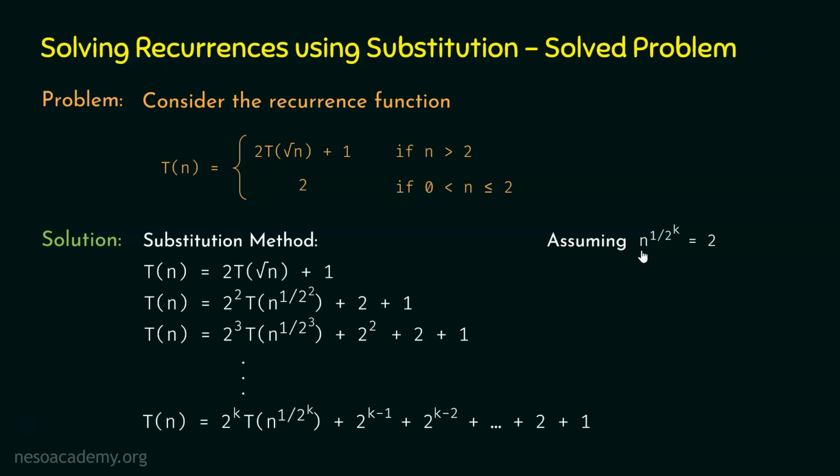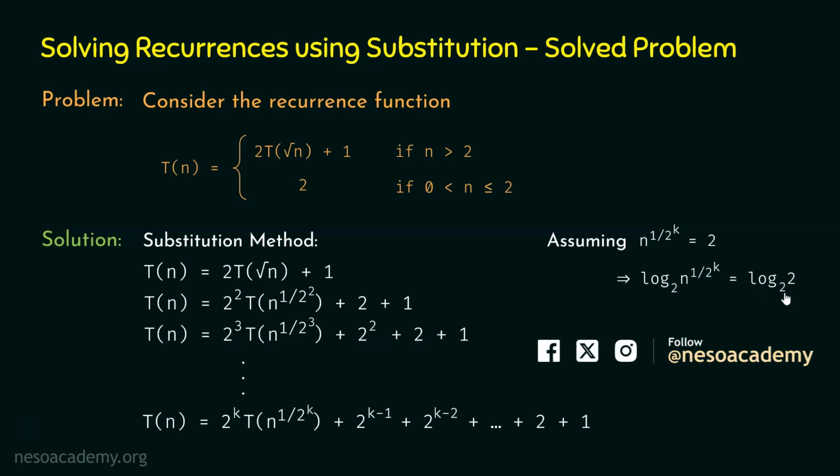After applying log on both sides of this equation, we will get log of n power 1 by 2 power k, base 2, equal to log 2 base 2. I have chosen the base as 2 because the constant here is 2. If I take base as 2, we will get 1 here. It is better to get 1 on the right hand side so as to simplify the calculations. Now we have log 2 base 2 on the right hand side. We can rewrite this as 1 because log 2 base 2 is 1.